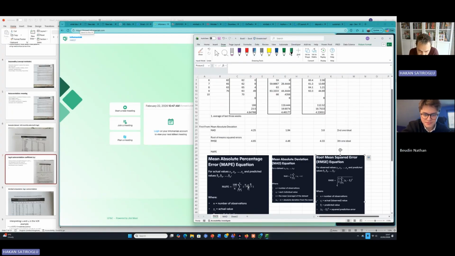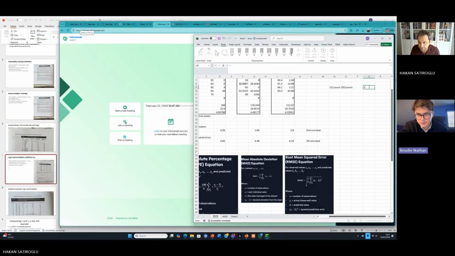Y is, imagine you are taking your real data from the estimation, then dividing by yourself. You are taking the percentage of yourself. Let's make an example: 112 pounds. You sell something, then you estimated it is going to sell 100 pounds. What is the percentage of your estimation error? 12%.